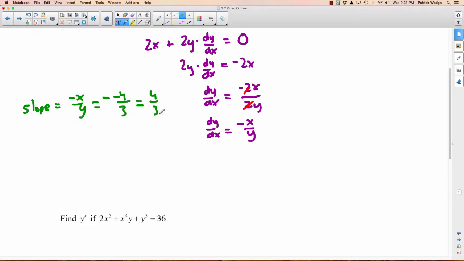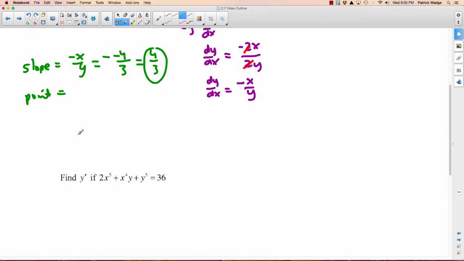We've got to get the equation of the tangent line. To get the equation of the tangent line, you need a slope, which we have right here, and you need a point. And we already have the point. The point's given to us right here. So we have everything we need. Now we can use our point slope form. So we will say that y minus y1, that's 3, equals m, 4 over 3, x minus negative 4, which means x plus 4.